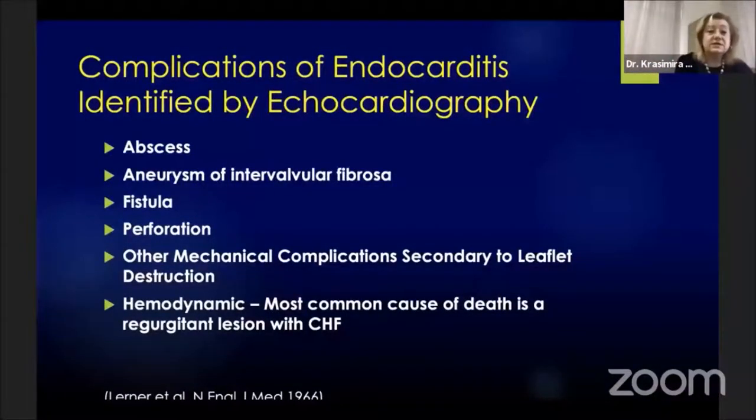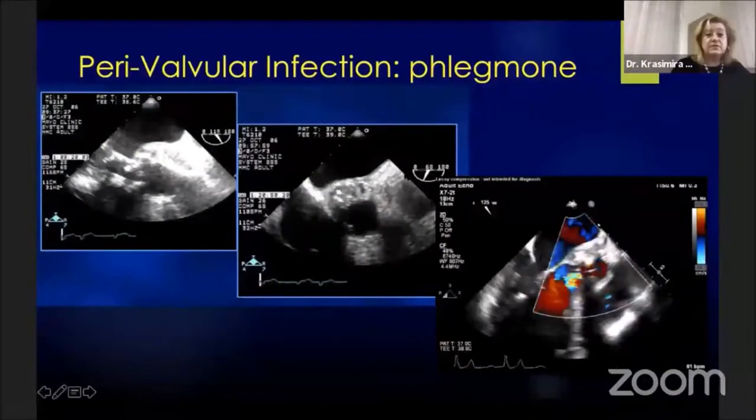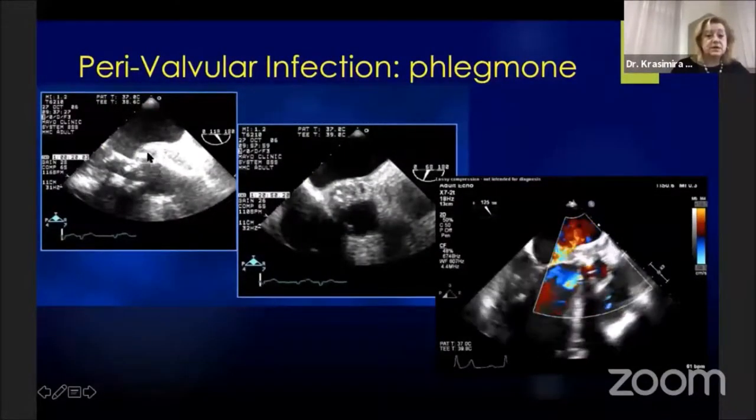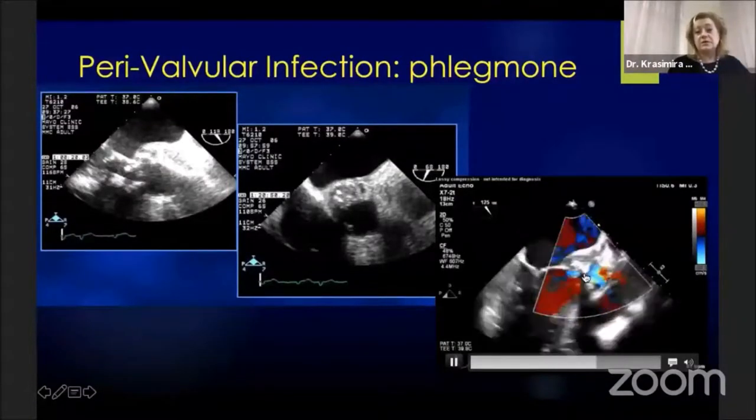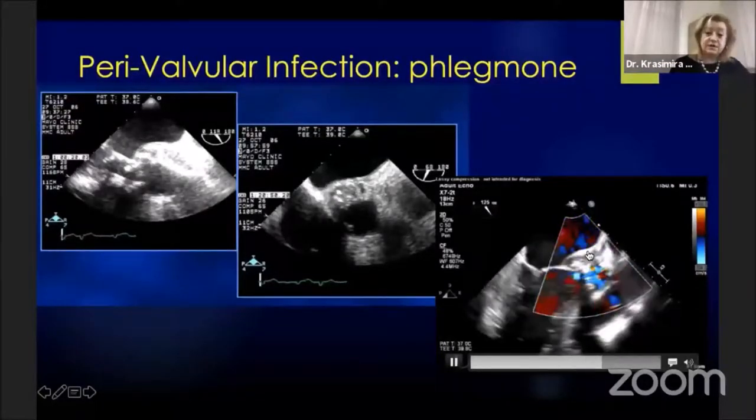Complications of endocarditis which could be identified with echocardiography: very often we find abscess of the valvular structures, aneurysm of the intervalvular fibrosa, and perforation of the leaflets or fistula, and other mechanical complications secondary to leaflet destruction. Hemodynamically, the most common cause of death is regurgitant lesion with chronic heart failure. This is a perivalvular infection, a phlegmon, which you can see from the aortic valve. Here it is still moving, and here you can see how it looks with the vegetation and this phlegmon. The patient was sent directly for cardiac surgery.